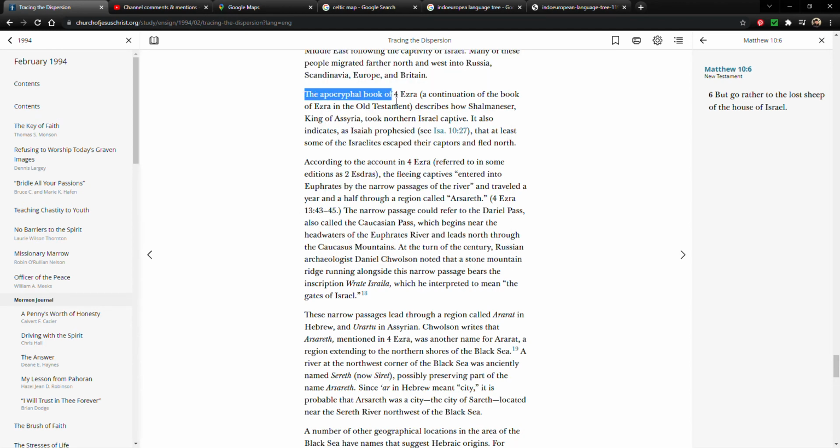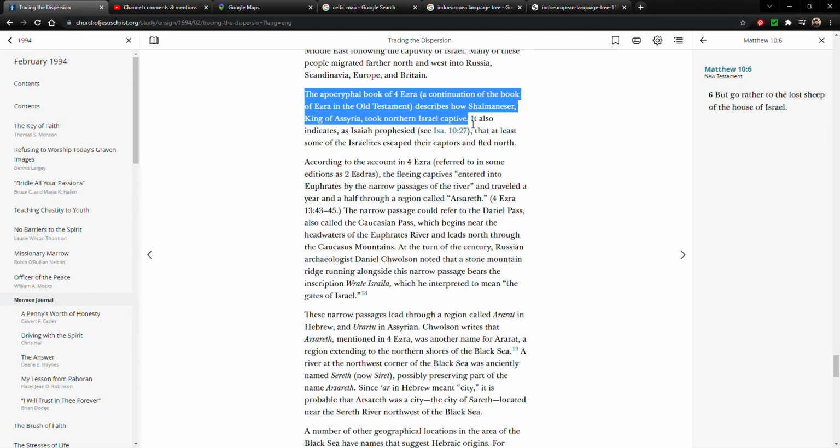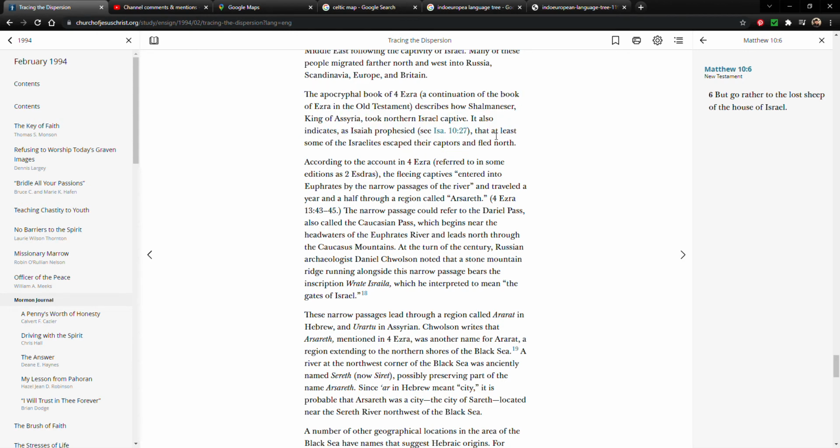The apocryphal book of 4 Ezra, a continuation of the book of Ezra from the Old Testament, describes how Shalmaneser, sorry, I don't know if that's how it's pronounced, king of Assyria, took northern Israel captive. It also indicates that Isaiah prophesied that at least some of the Israelites escaped their captors and fled north.